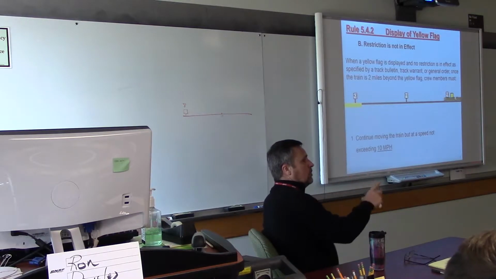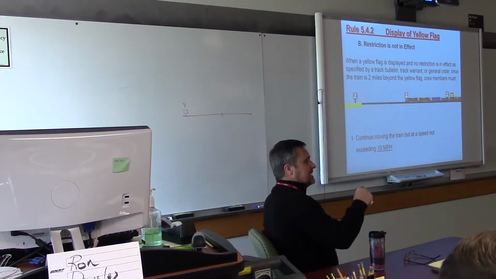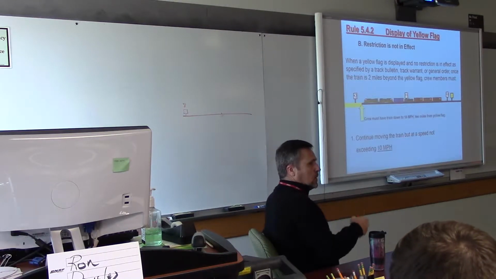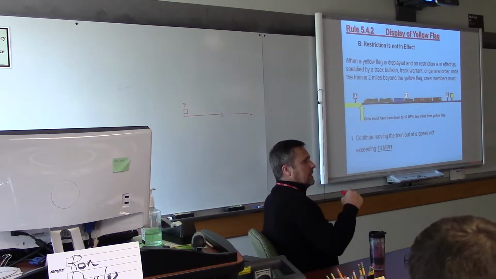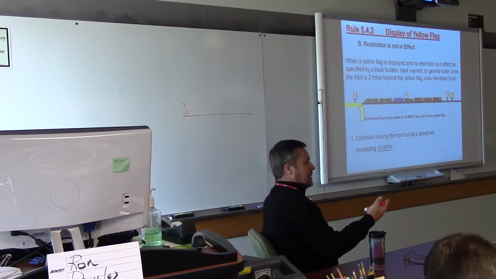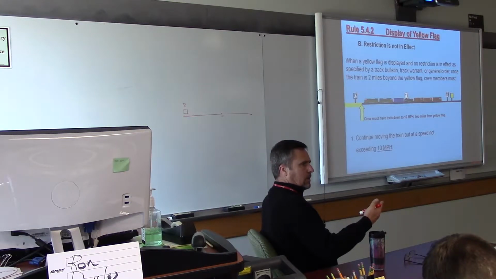Now that whole blurb we talked about was restriction that's in effect. You have a bulletin on it. This portion is going to be when you pass a yellow board, you look in your bulletins and you're like, I don't see anything about this yellow board. So you don't have a bulletin in effect for this. Okay? Who's up? Aaron?